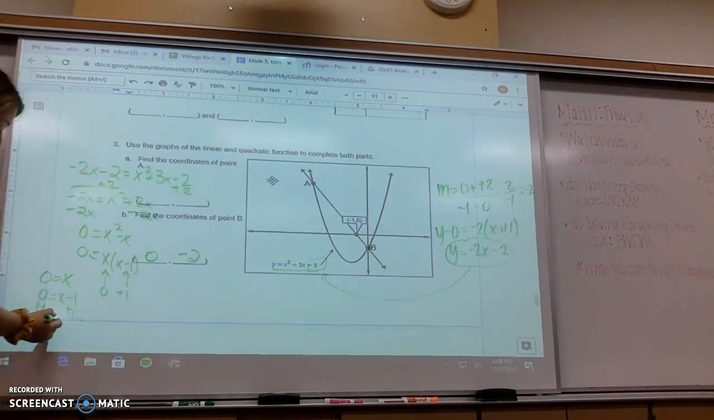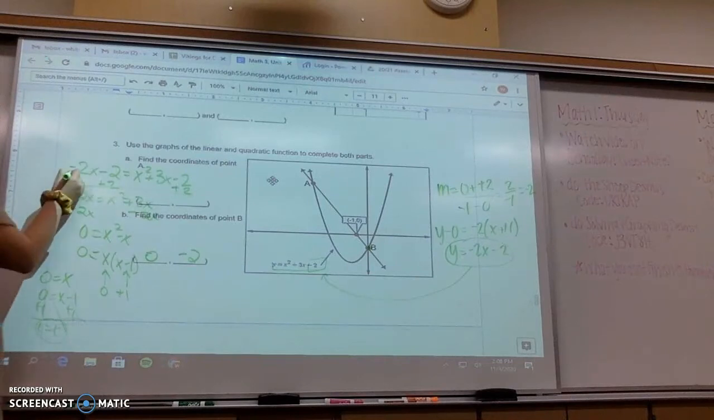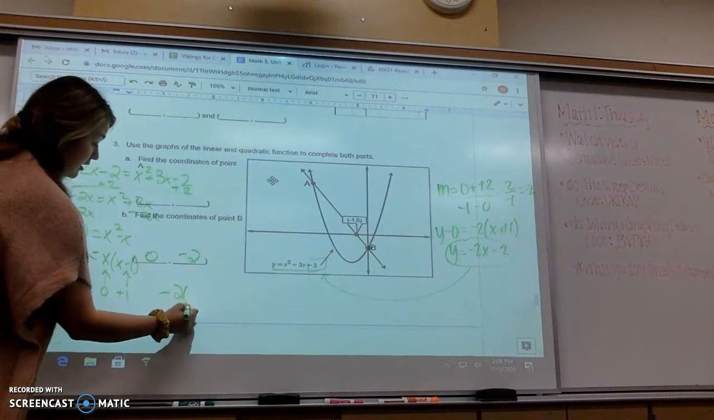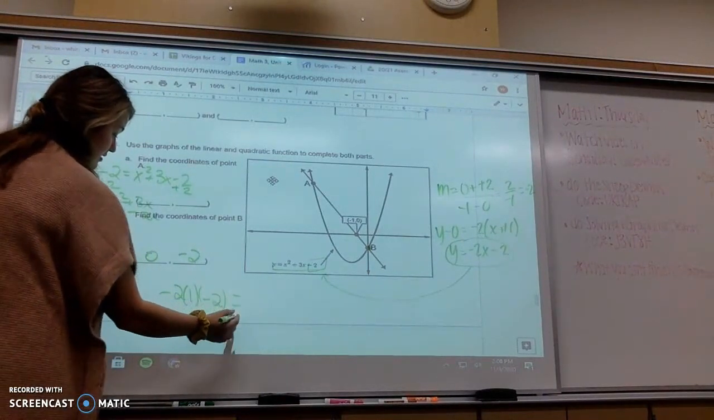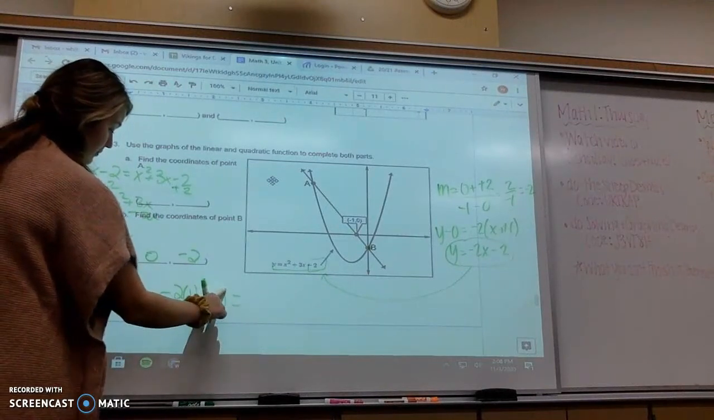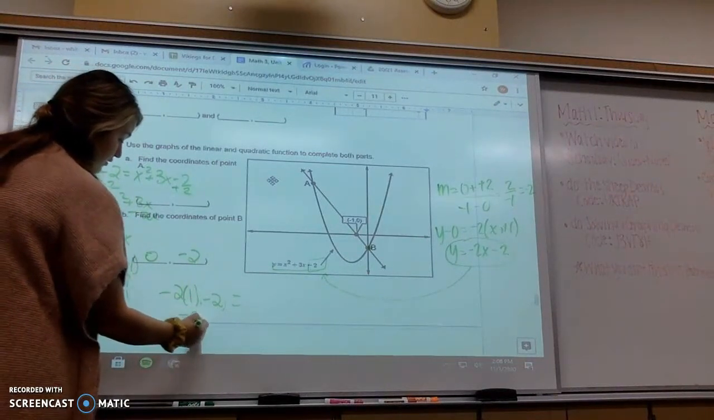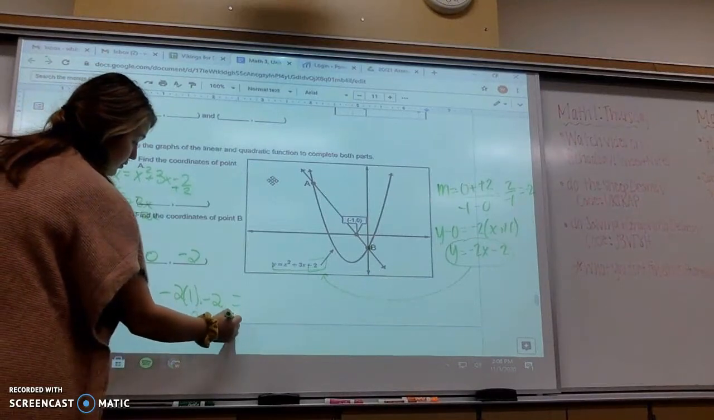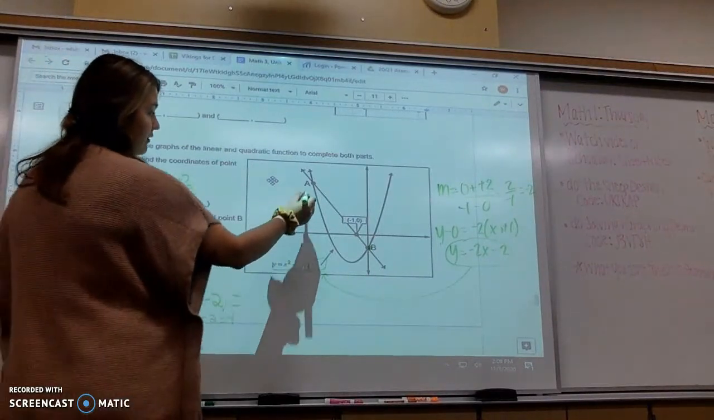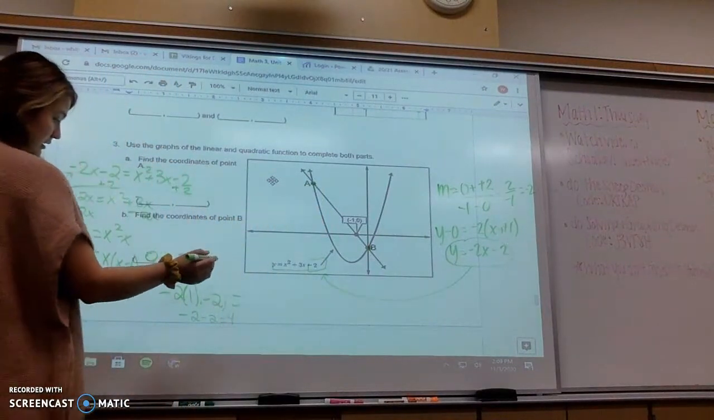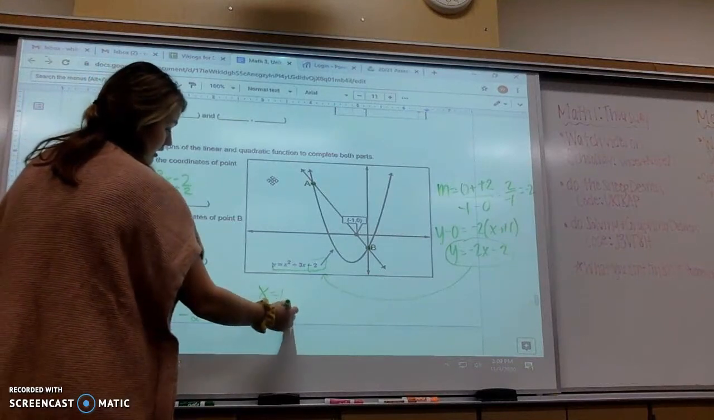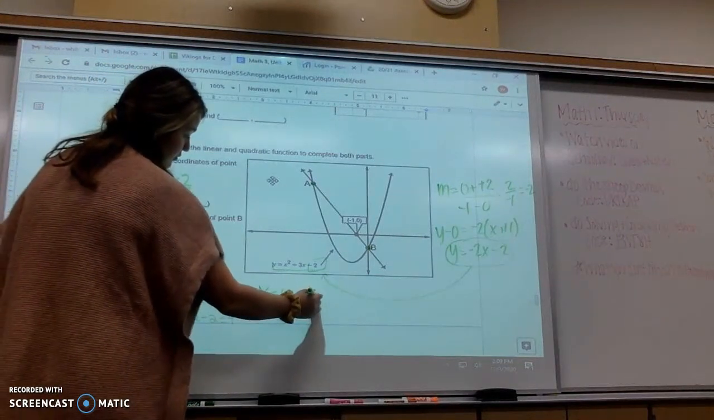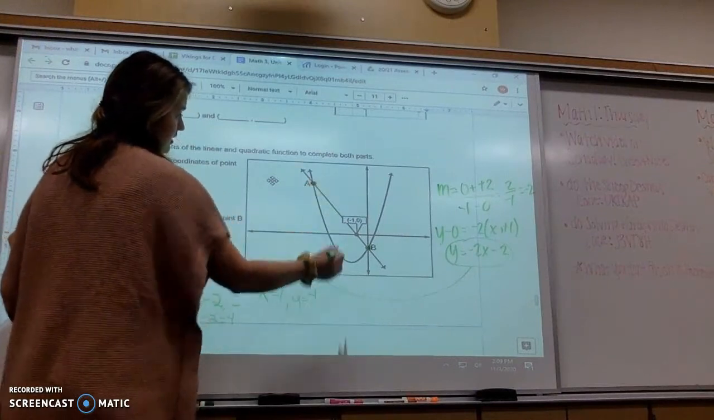and we need to plug that back in to our original equation up here. Okay, so I'm going to get negative 2 times 1 minus 2 is equal to negative 2 minus 2, which is equal to -4. So this point right here, our A point, is x is equal to 1 and our y is equal to -4. So that crosses right there.